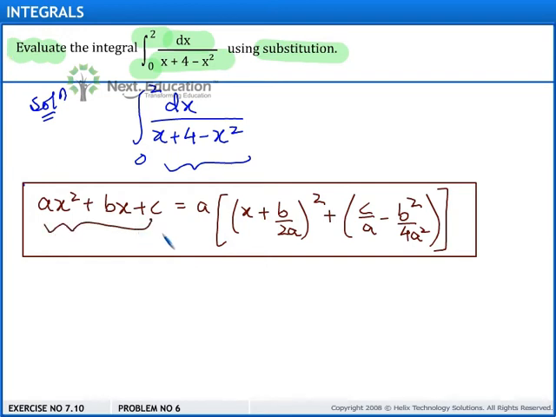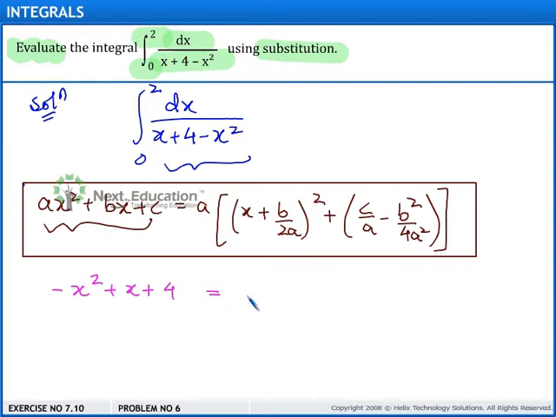ax square plus bx plus c can be written as a into x plus b upon 2a whole square plus c upon a minus b square upon 4a square. Therefore, here x plus 4 minus x square can be written as minus x square plus x plus 4, and taking minus sign common, this can be written as minus of x square minus x minus 4.